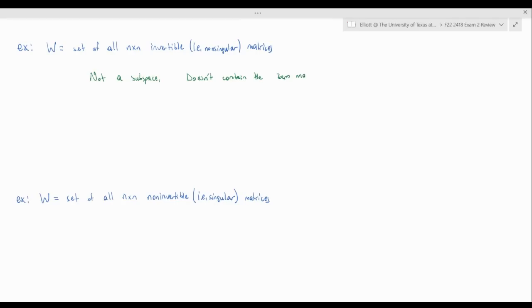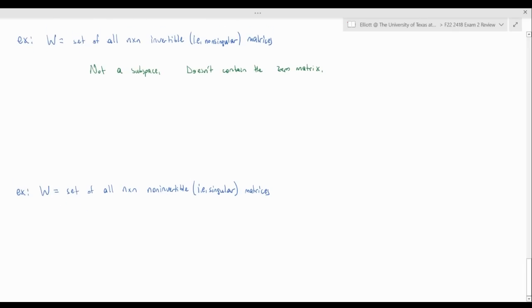Because the zero matrix is not invertible. And then if you look at the set of all n by n non-invertible matrices, so matrices that are not invertible, that's also not a subspace. So you can give an example showing that it's not.